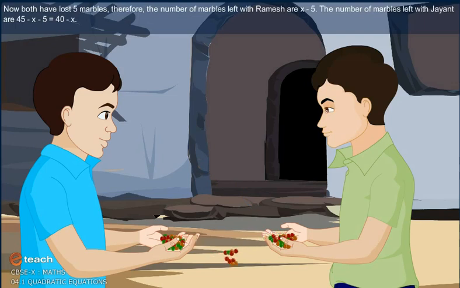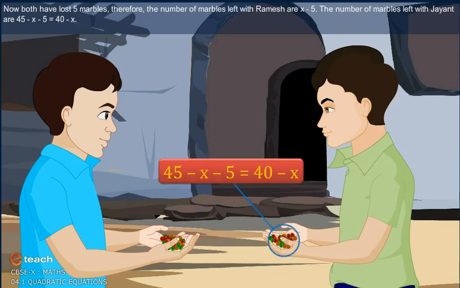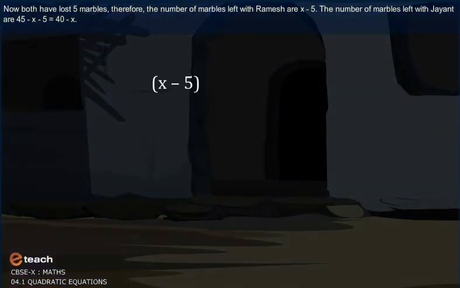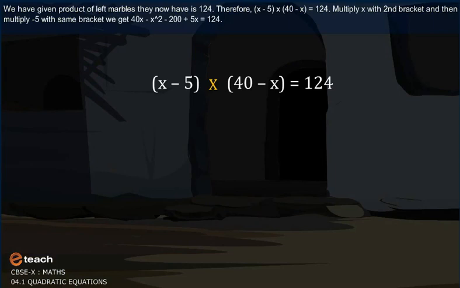Now, both have lost 5 marbles. Therefore, the number of marbles left with Ramesh is x minus 5. The number of marbles left with Jen is also 45 minus x minus 5, which is equal to 40 minus x. We are given that the product of the marbles they now have is 124. Therefore, (x minus 5) into (40 minus x) is equal to 124.